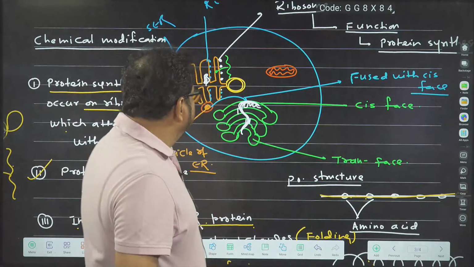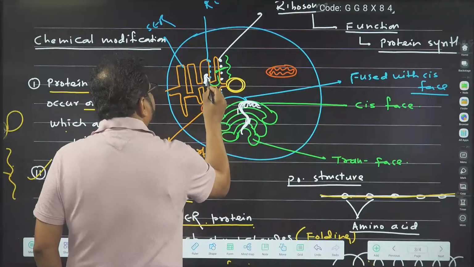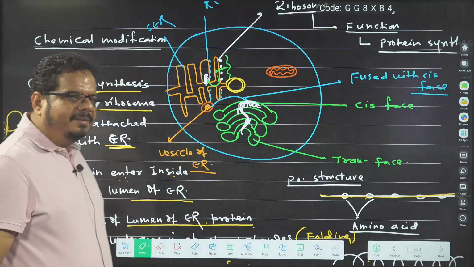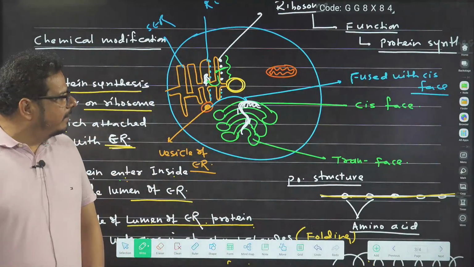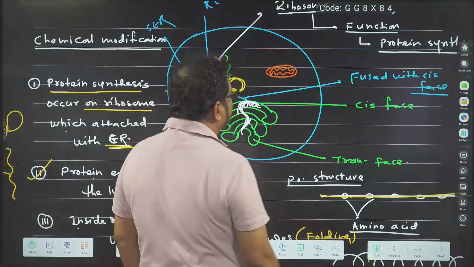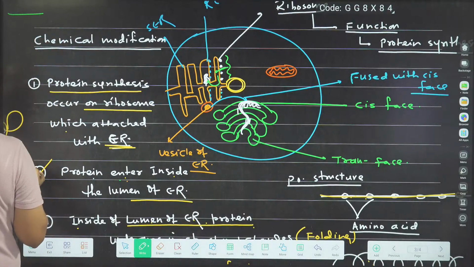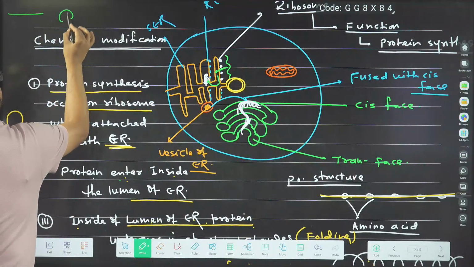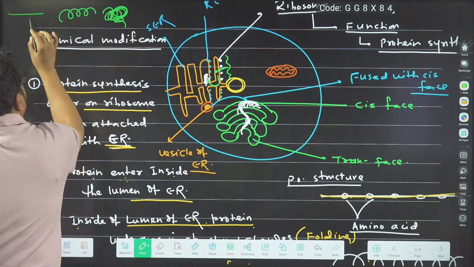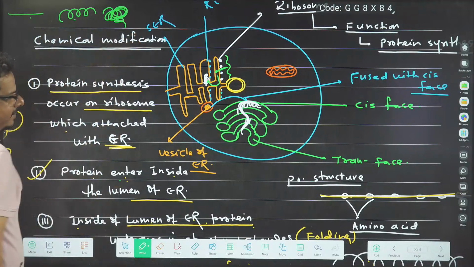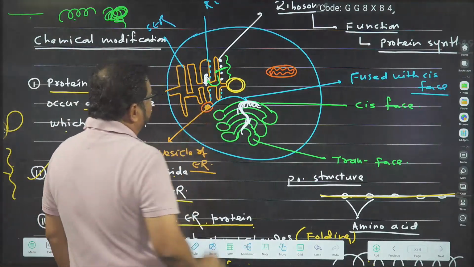Clear? Now the protein that enters the lumen undergoes structural changes. Structural changes means what? Primary structure converts into secondary structure. When the protein is formed like this, going through structural changes, it becomes like this, and later like this. So these are the primary structure, secondary structure, and tertiary structure. Are you getting the idea? So these structural changes occur in the protein.